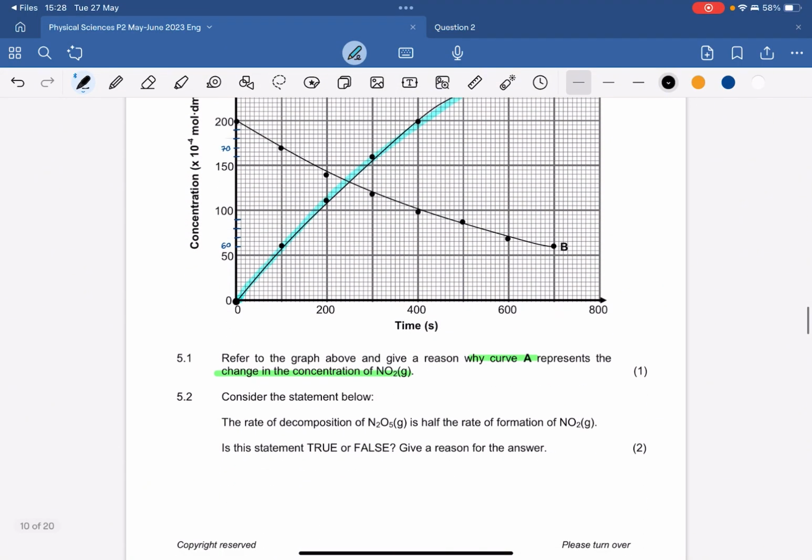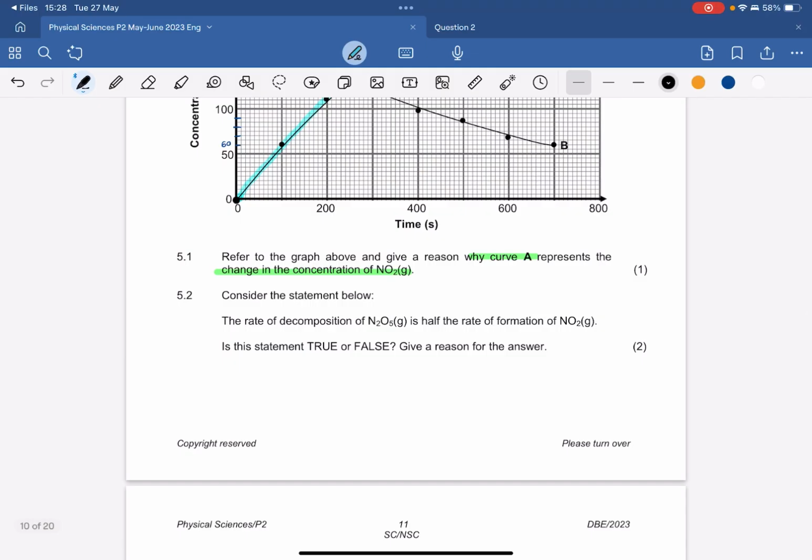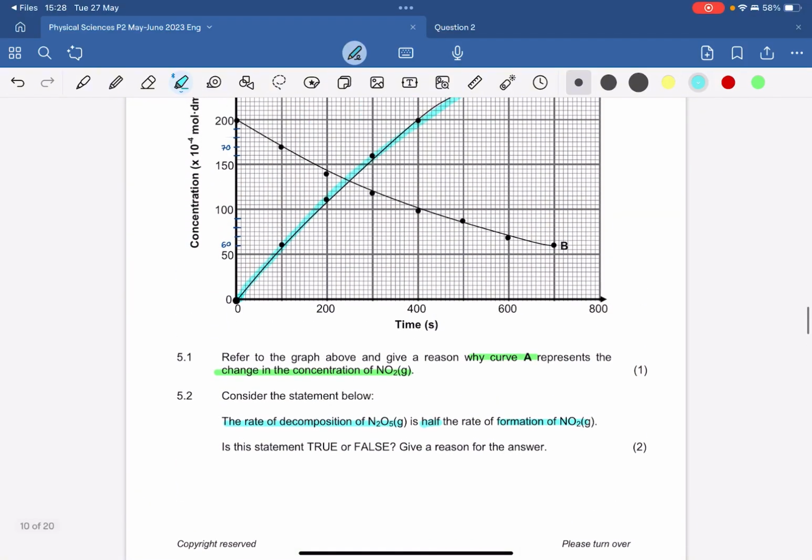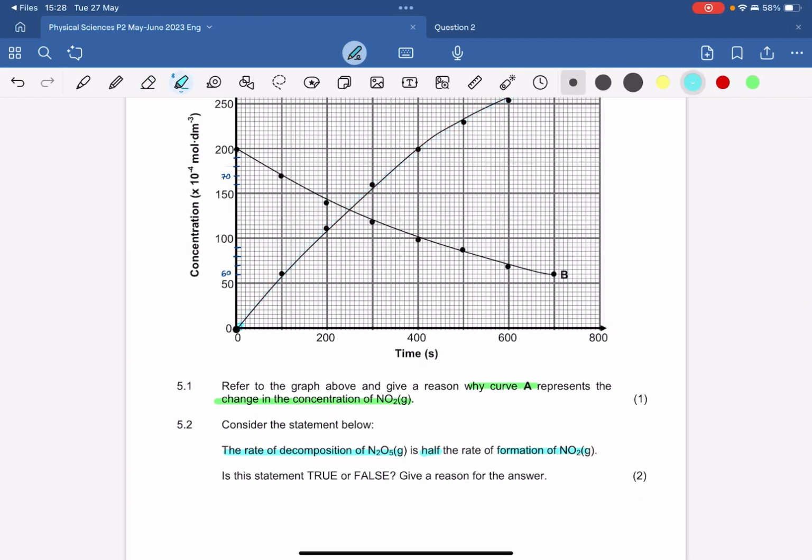Let's look at 5.2. In 5.2, we're asked to consider the statement below. We're told that the rate of decomposition of N2O5 is half the rate of formation of NO2. So they've got a 1:2 relationship. Is this true or false? And give a reason for your answer. Let's put this to the test. I'm just going to choose a random time, let's say after 100 seconds, and let's see.